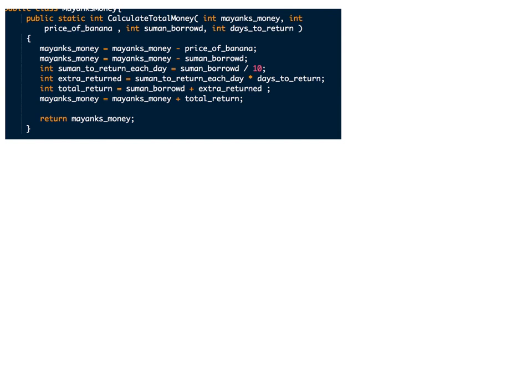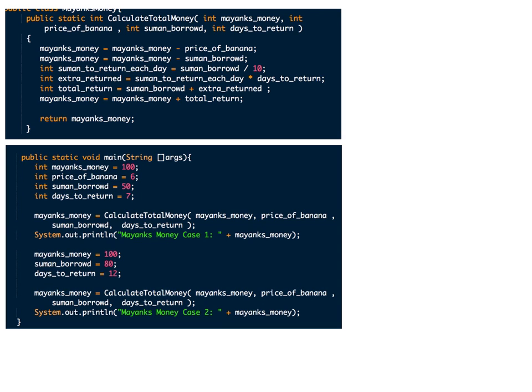So once again, as you can see, we made this function take the initial money that the person has, the price of banana, how much the borrowing, and how many days of return there are. Because these are the only things which are varying, and using all these four, we have exactly the same calculation that we had earlier. It's just extracted from the previous function. And this is a function which is returning the calculated amount, which is the Mayank's money here. And we can absolutely call it in various ways.